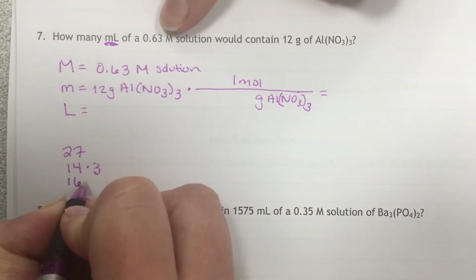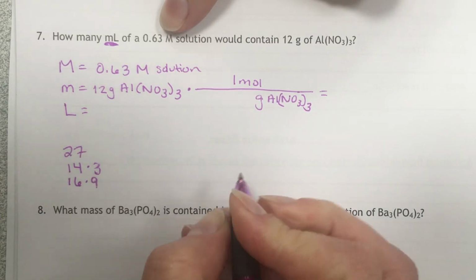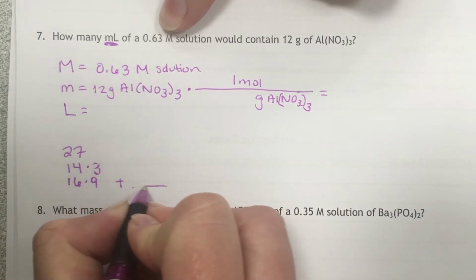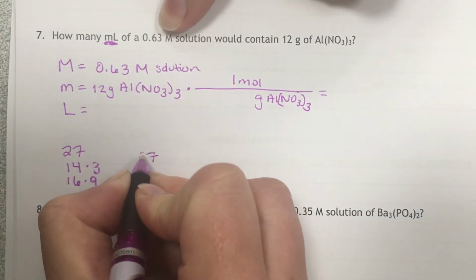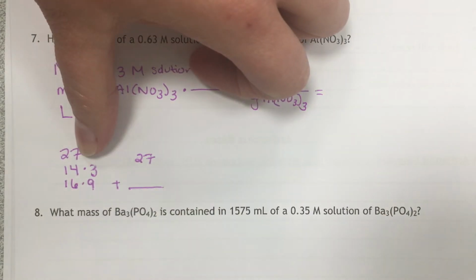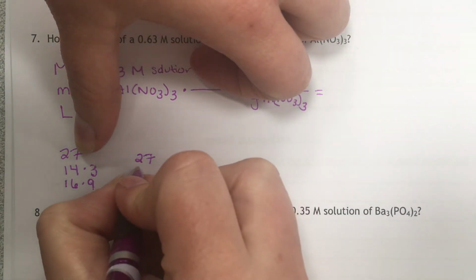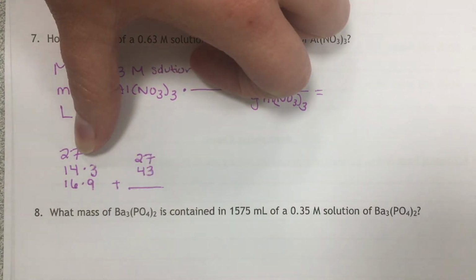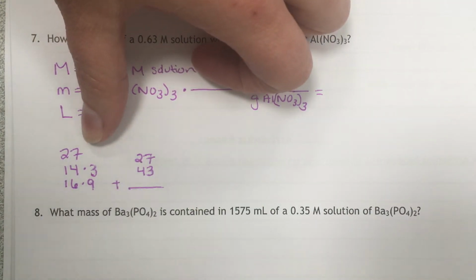So oxygen is about 16 grams, and there's 9 of them, okay? So then we will add them all together. So that is 27, 27, and then 14 times 3 is 42. You guys have stolen all of my calculators, so I do not have a calculator anymore.